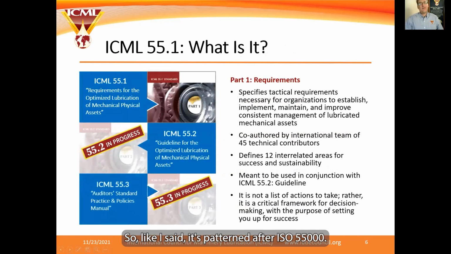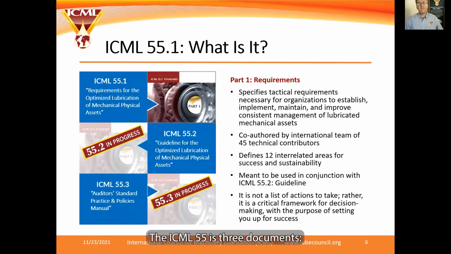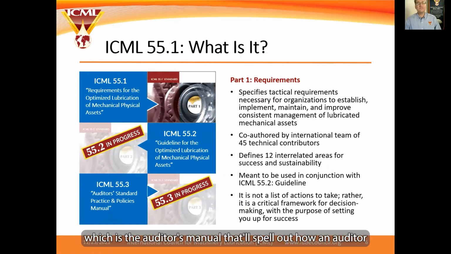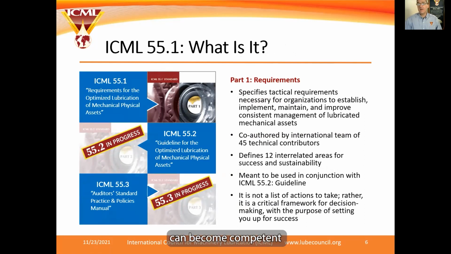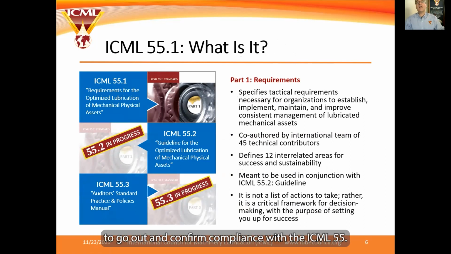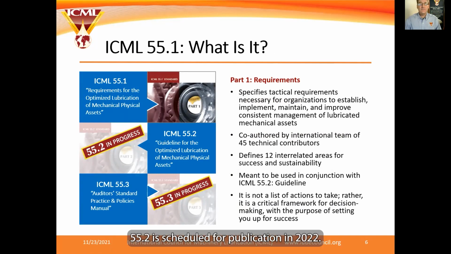So, like I said, it's patterned after ISO 55000. The ICML 55 is 3 documents. The 55.1 requirements document, the 55.2 guideline document, and 55.3, which is the auditor's manual. That'll spell out how an auditor can become competent to go out and confirm compliance with the ICML 55. Now, ICML 55.1 is the only one that's been published so far. 55.2 is scheduled for publication in 2022.